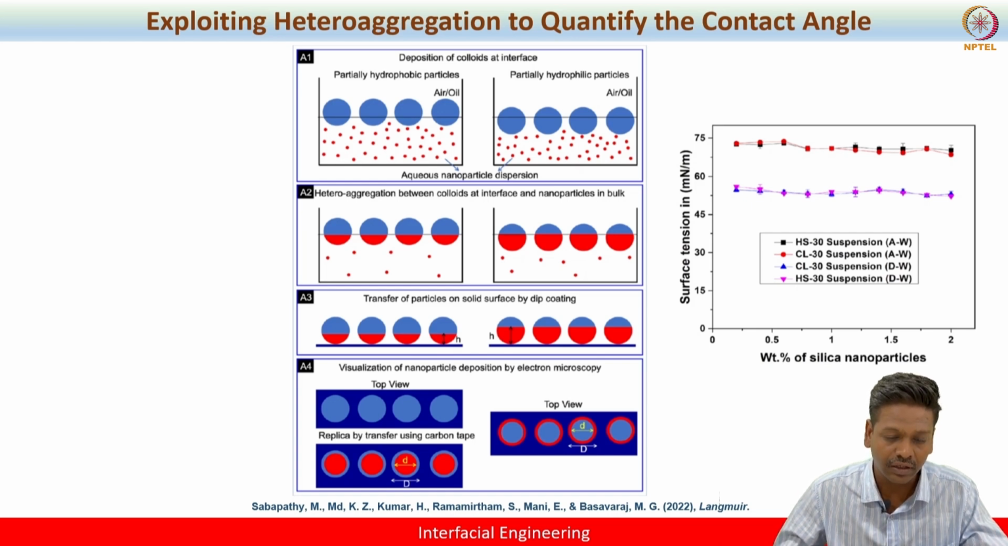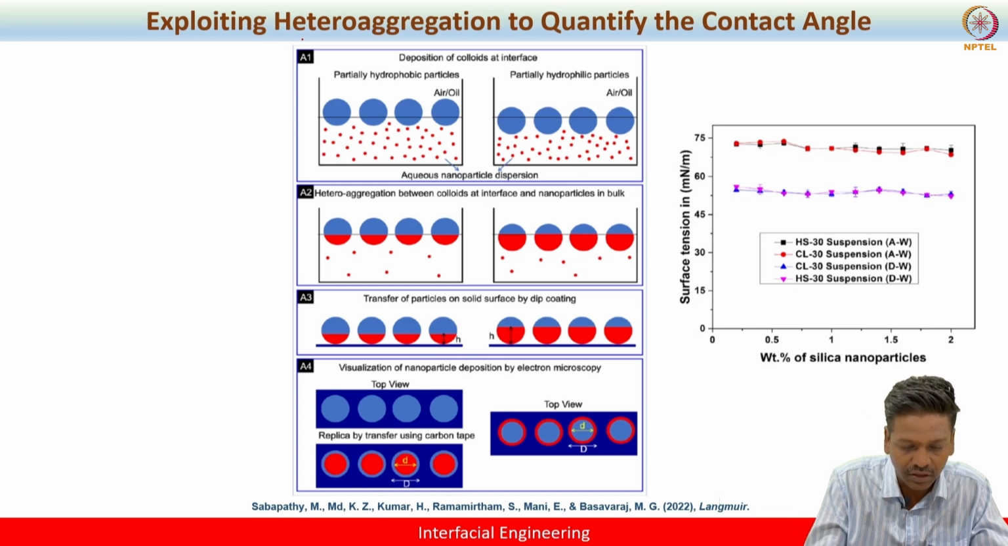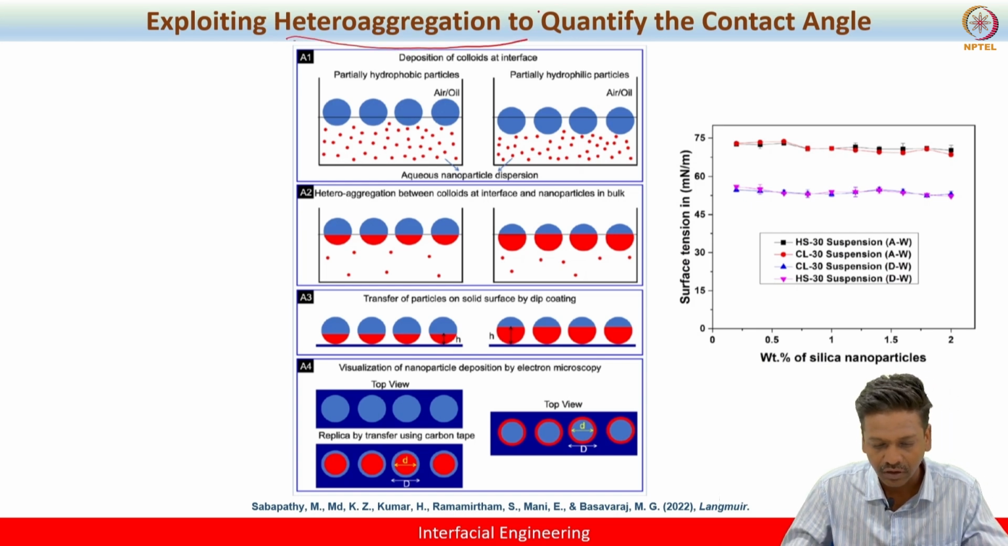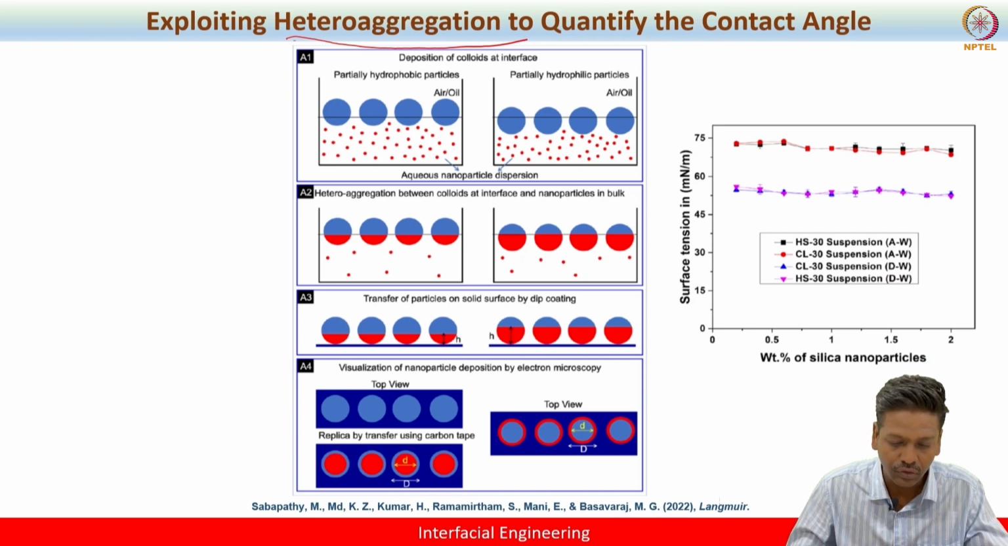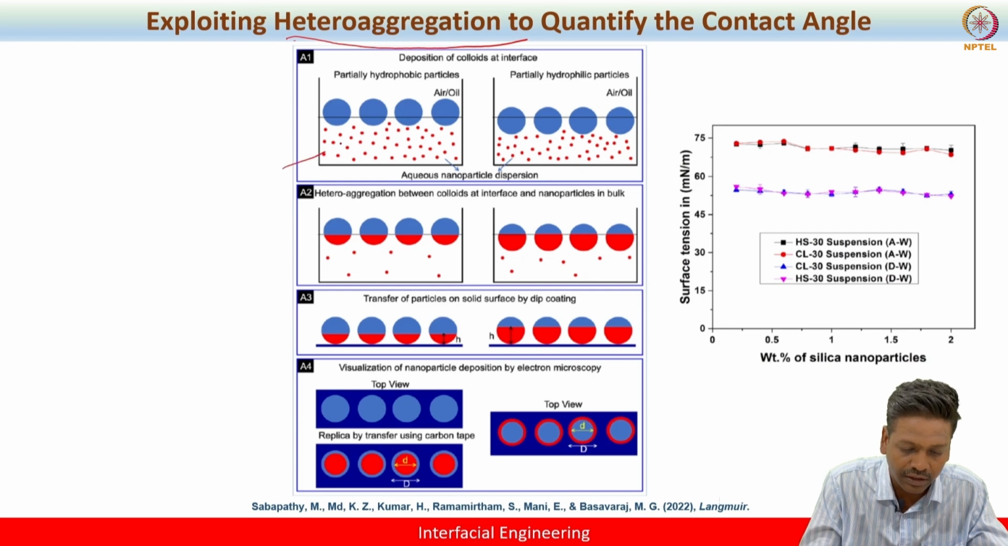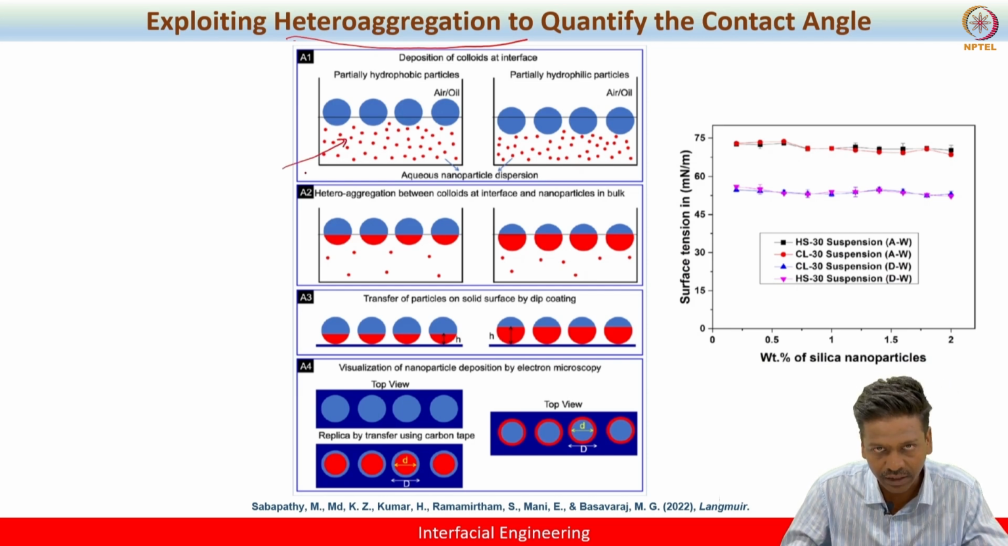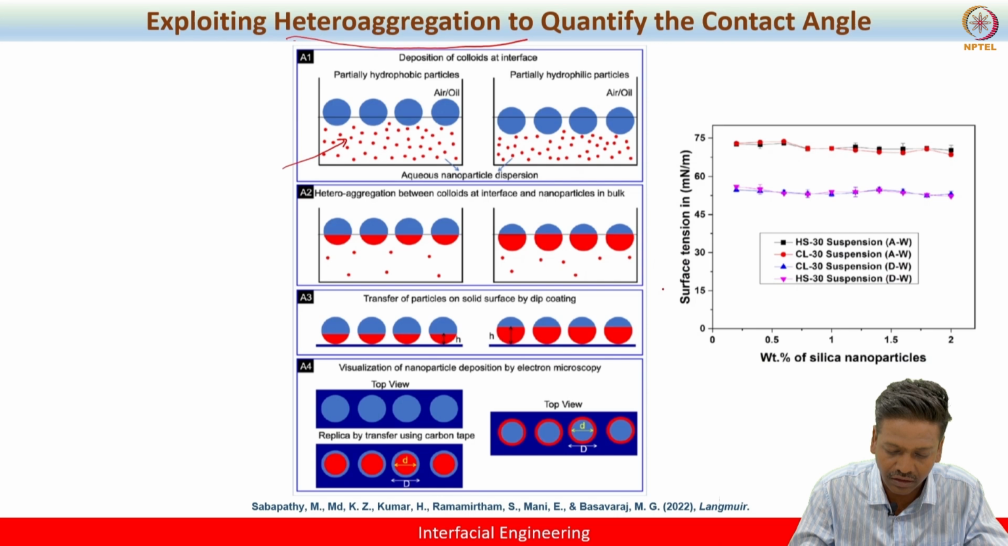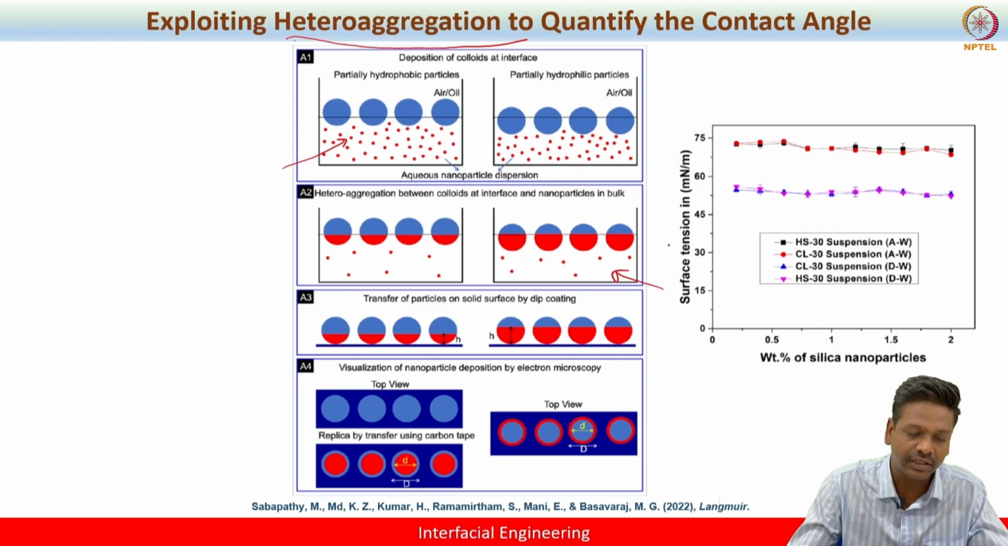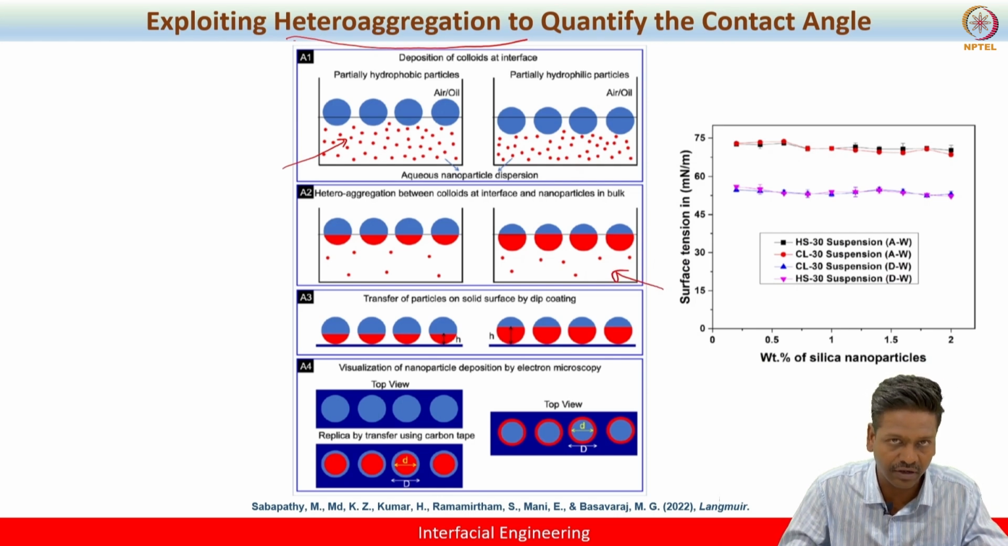But one can use a different technique to measure the contact angle for both positive charge and negative charge. That is what we are talking about in this slide, which is heteroaggregation. So if we want to measure theta for a positively charged particle, one can employ the negatively charged nanoparticle in the subphase. If you want to measure a negatively charged particle, then one can employ the positively charged nanoparticle in the subphase. So in this way, by exploiting heteroaggregation, we can measure theta.